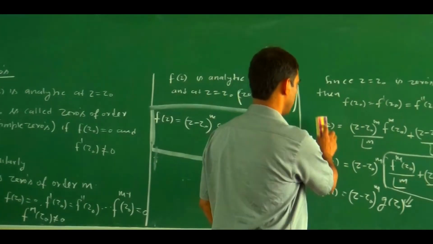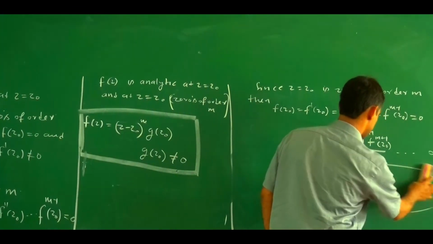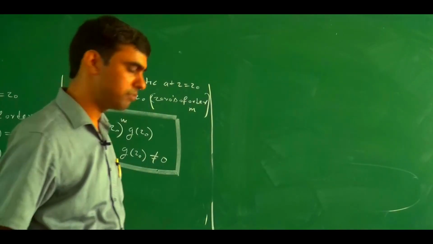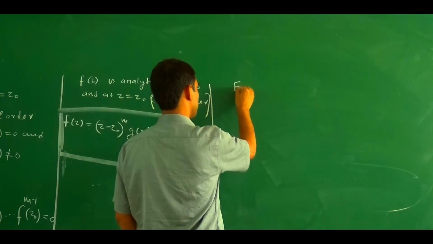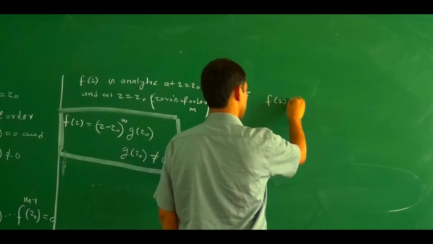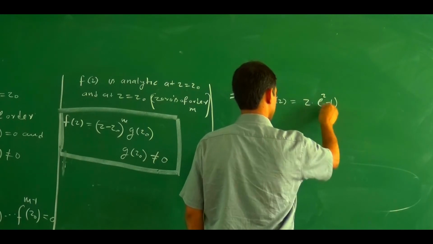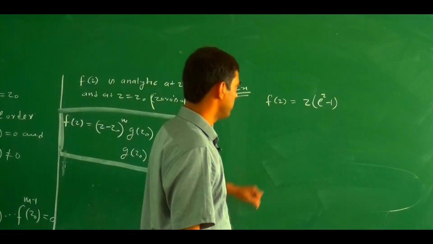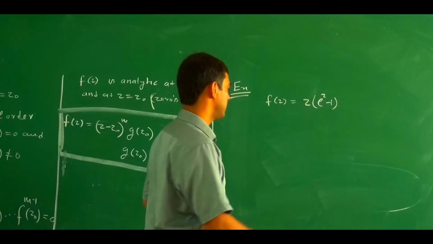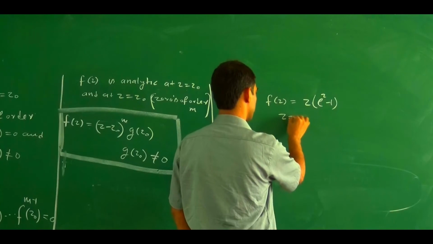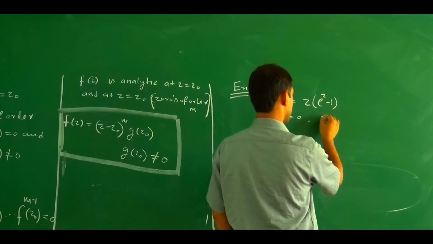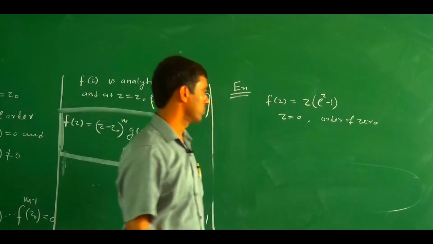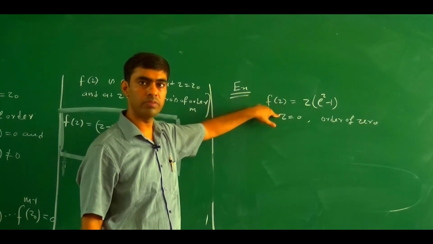Now let us take one example to elaborate this definition, this concept. Suppose we take f(z) equal to z times (e to the power z minus 1). Suppose this is f(z). Now this is analytic everywhere. Now we try to examine the order of the zero at z equals 0. At z equals 0, what is the order of the zero? Since f(z) is analytic everywhere, this is analytic at z equals 0 also.